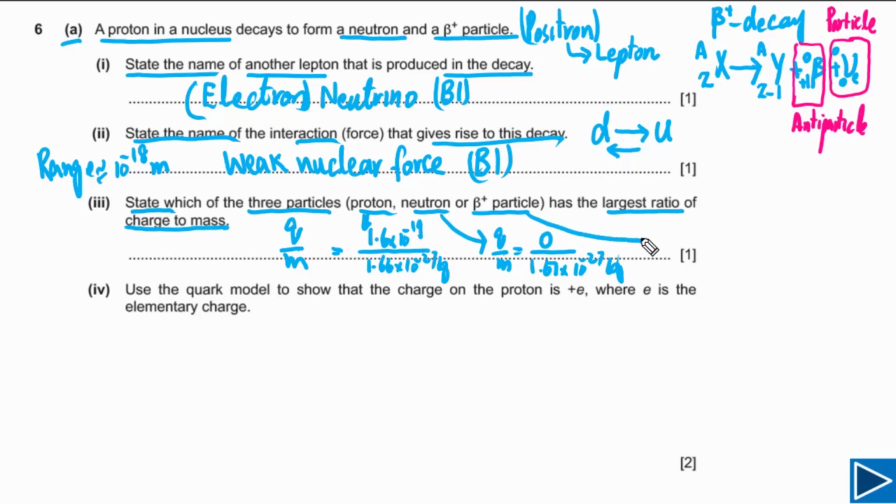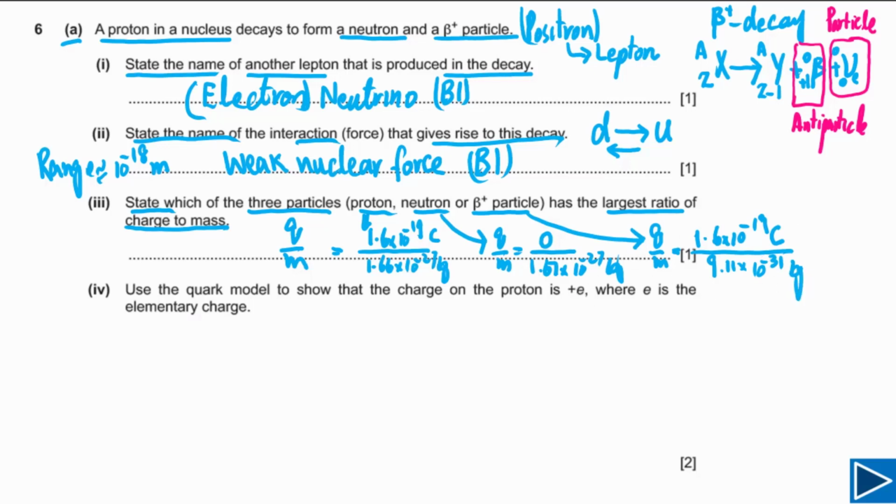We can also do the same for the beta plus particle. For the beta plus particle, the charge is the same as the charge on a single electron, or we can say the charge on a single proton. So this is 1.6 times 10 to the negative 19 coulombs. And the mass of the beta plus particle is the same as the mass of a single electron, and the mass of a single electron is 9.11 times 10 to the negative 31 kg.